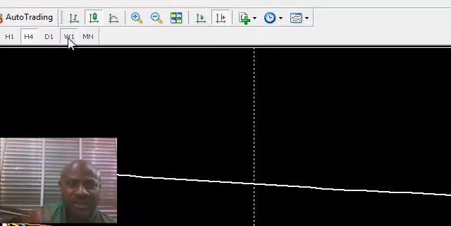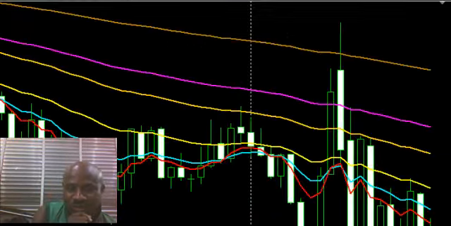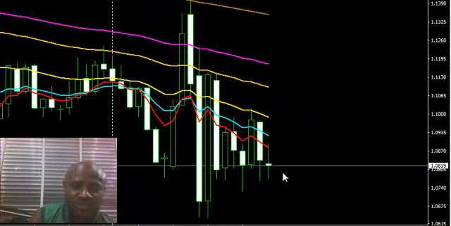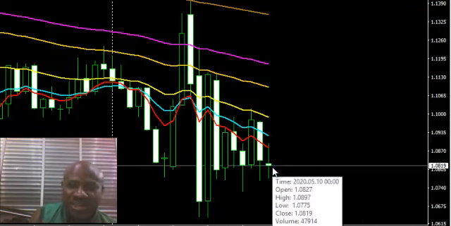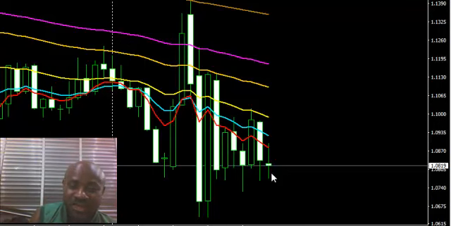Let's look at the weekly chart. That's a spinning top there. So it's a warning. Overall it is bearish, but the spinning top is a warning. And again, when you look at the low for last week, it's a higher low compared to the week before.